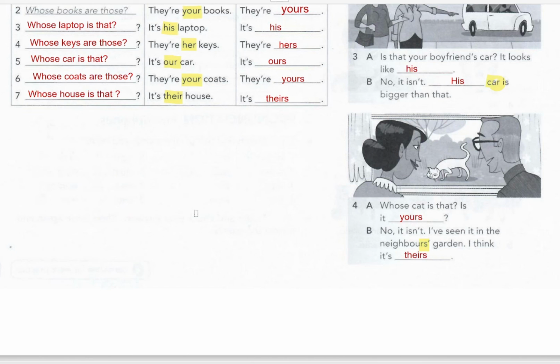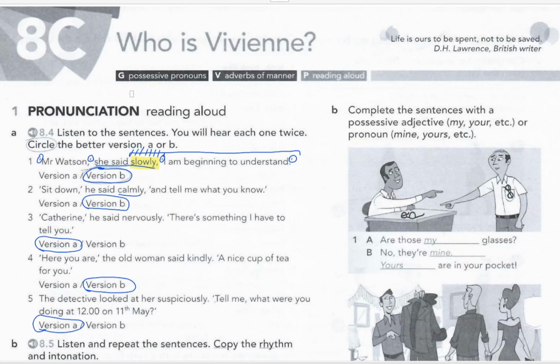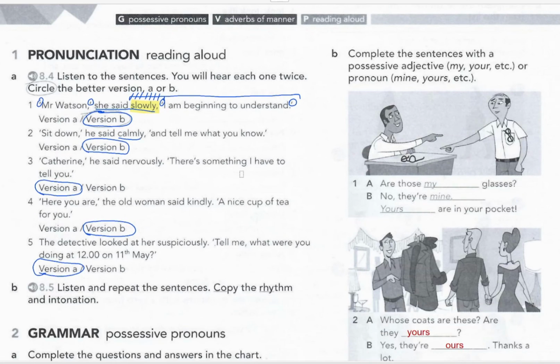All right. So in this way, page 58 is done. We have finished that. That means the first page of 8C has been completed, guys.